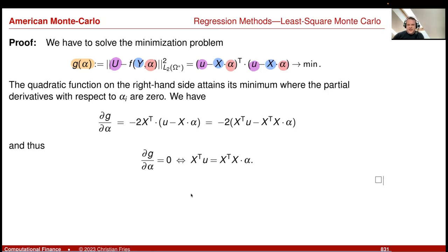This should be minimized, yeah, differentiate with respect to alpha. You see that you get minus 2 times x transposed times u minus x times alpha. Okay, multiply the x transposed to the u and to the x times alpha, and you see that you have minus 2 x transposed u minus x transposed x alpha, and that should be equal to 0, yeah, because I would like to minimize it, and you get our equation that has to be solved by the alpha. So the alpha that solves this equation is minimizing this function, yeah, so it's minimizing this norm.